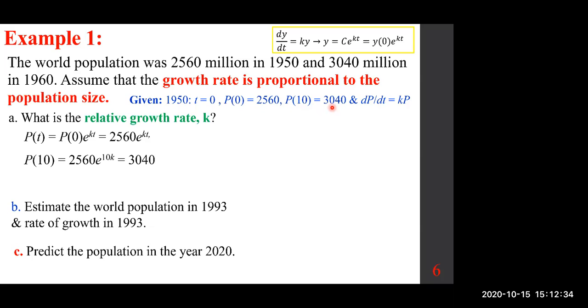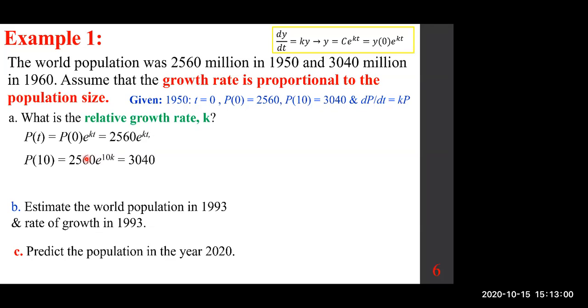P of 10 is 2560 e to the power of kt. What do you replace the t with? 10. The t is replaced with 10, and P(10) is 3040. This becomes an intermediate algebra equation class. You are solving for k, you are solving for the exponent, and you need to do your algebraic techniques.